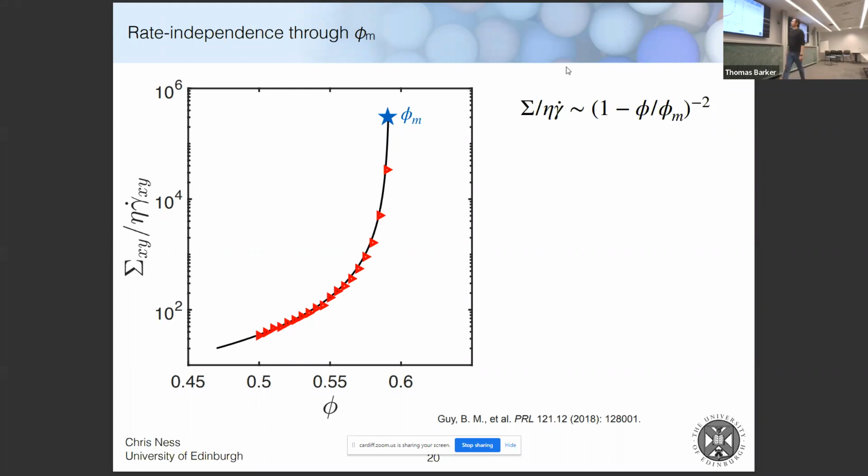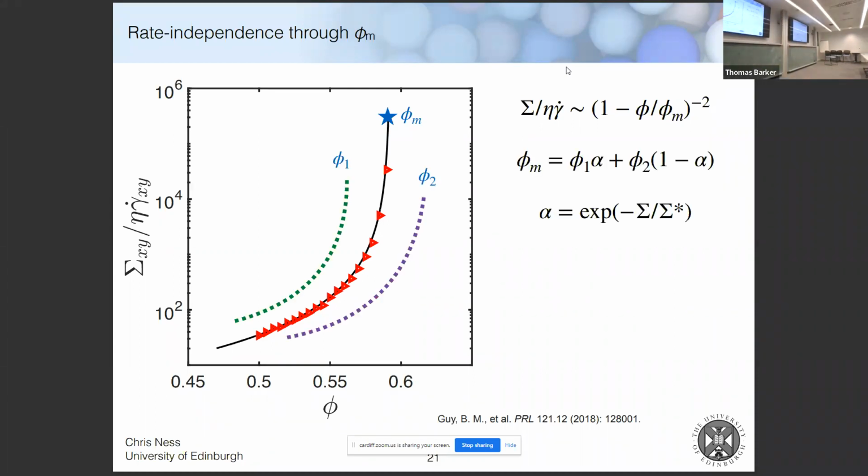So the way that we can introduce rate dependence into this model is by saying, what if this phi m, this limiting solids fraction where the viscosity diverges, what if that quantity itself depends on the stress? Which would mean that this black curve might shift to the left or to the right, depending on the shear rate or the stress that we're applying to the system.